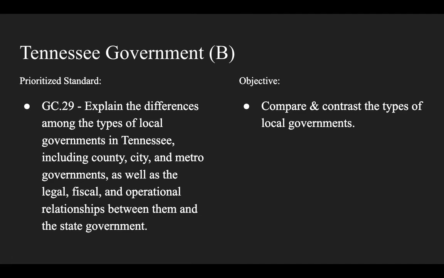Hello, this is the Tennessee Government Section B lecture. Our prioritized standard is Government Civics 29. Objectively, we're going to compare and contrast the types of local governments.